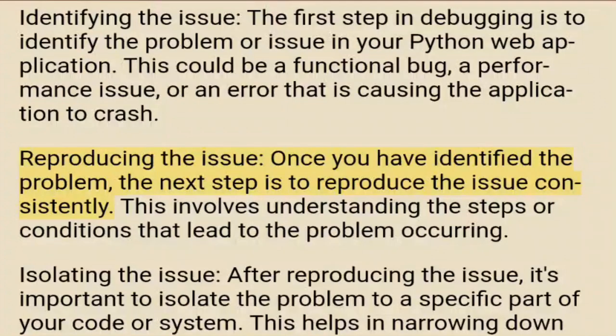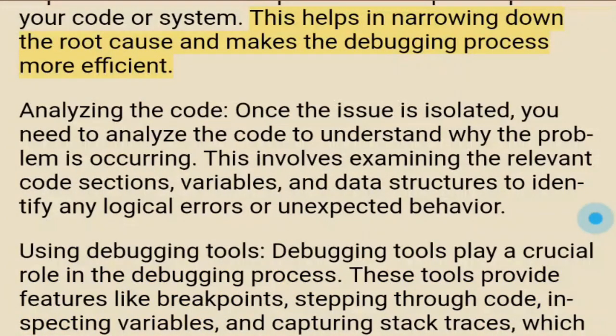Reproducing the issue. Once you have identified the problem, the next step is to reproduce the issue consistently. This involves understanding the steps or conditions that lead to the problem occurring. Isolating the issue. After reproducing the issue, it's important to isolate the problem to a specific part of your code or system. This helps in narrowing down the root cause and makes the debugging process more efficient.